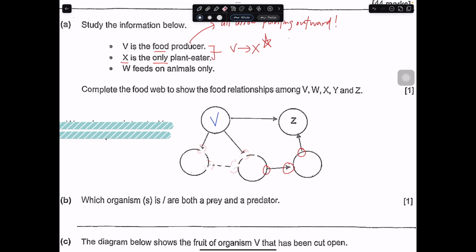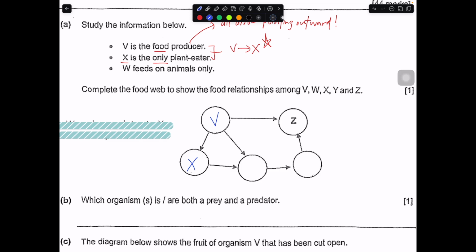So once you have V here, X will be very straightforward. V will point an arrow to X. So it will be here. X cannot be here because if X is here, X will feed on another organism over here. Since X is the only plant eater, there should be one arrow going from V towards X, then the rest of the arrows will be pointing out, at least for the case of X. So X must be here.